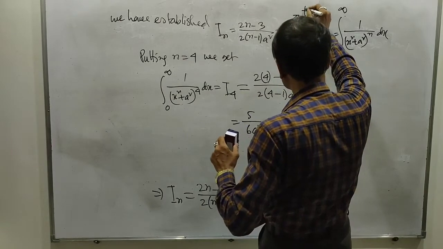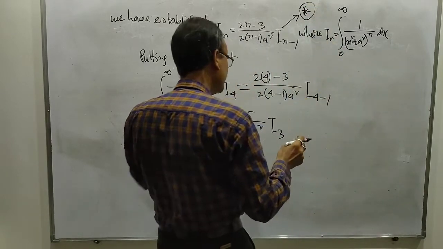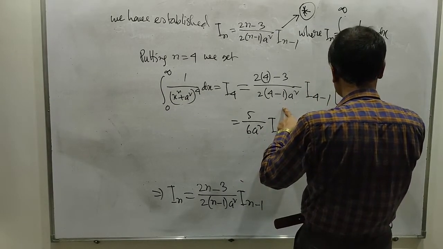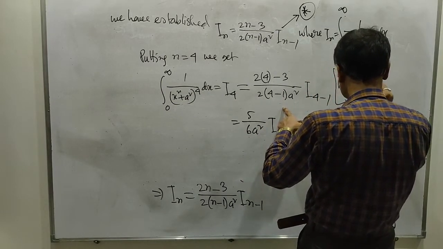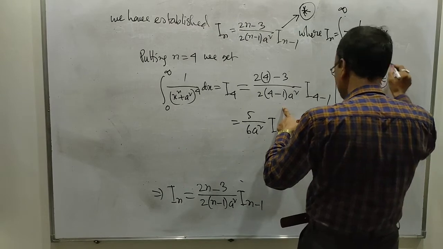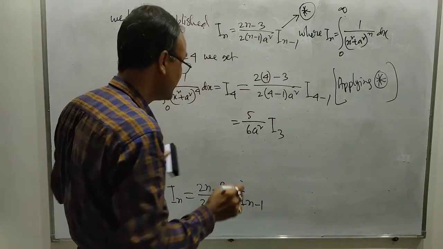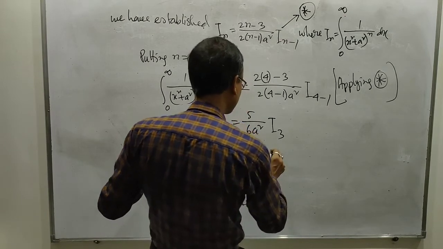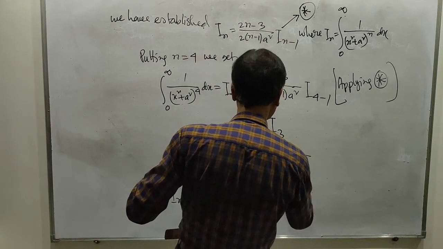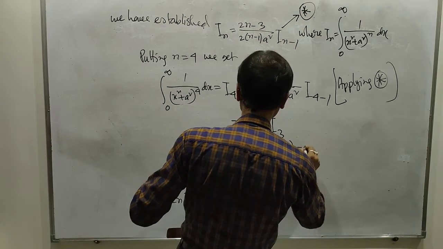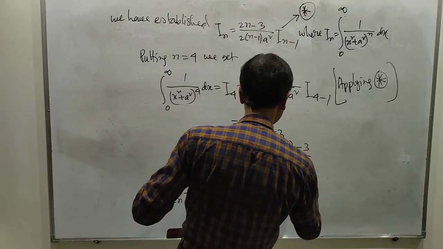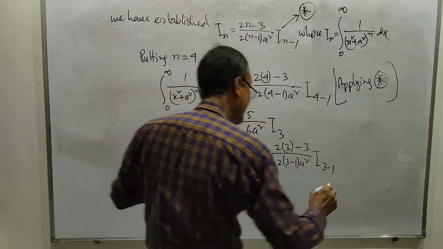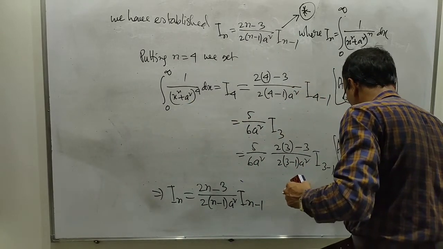We have established this, star. You may write here, applying star. Again apply, putting L is equal to 3. Again applying star.